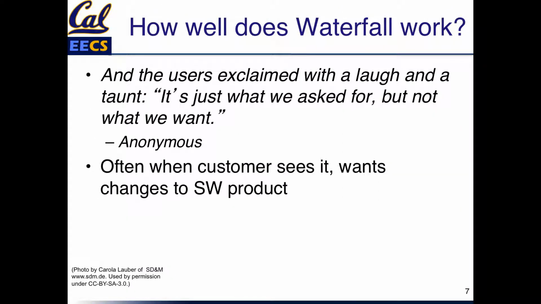How well does it work? Well, here's something that somebody posted anonymously. And the users exclaimed with a laugh and a taunt, "It's just what we asked for, but not what we want." All right, so typically what happens is when you're dealing with customers, they don't quite know what they want. And when you build something and it starts to work, they realize that's not what they want. I don't know what we want, but that's not it. All right, so that happened in the Waterfall process. You take years, you get there, you show it to the customer, and they change their mind.